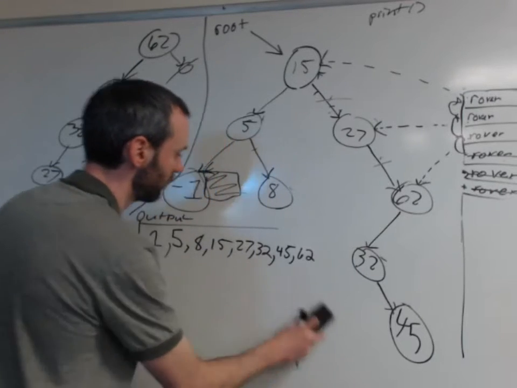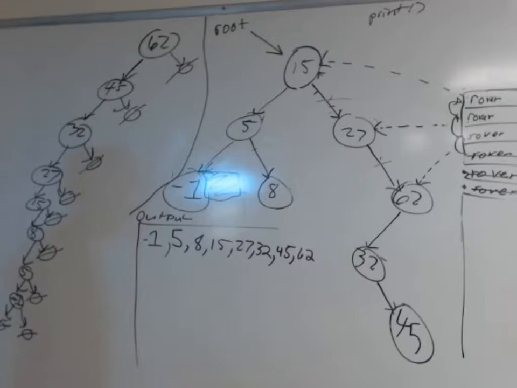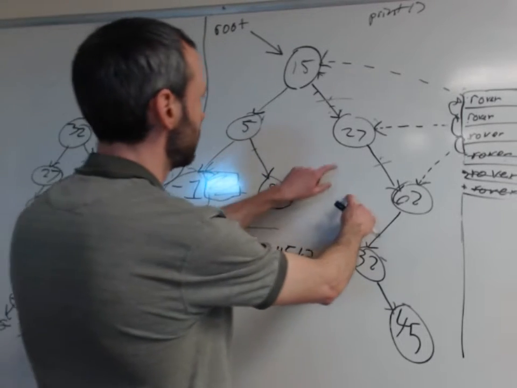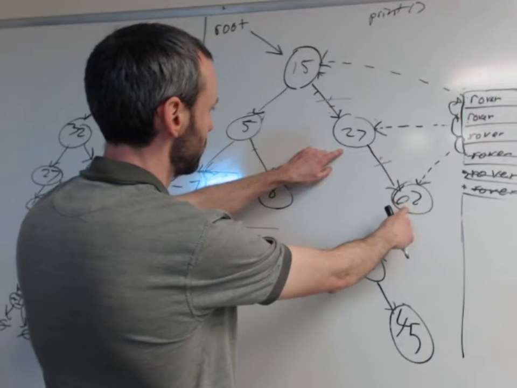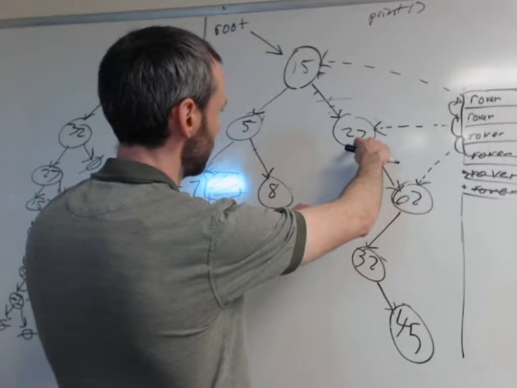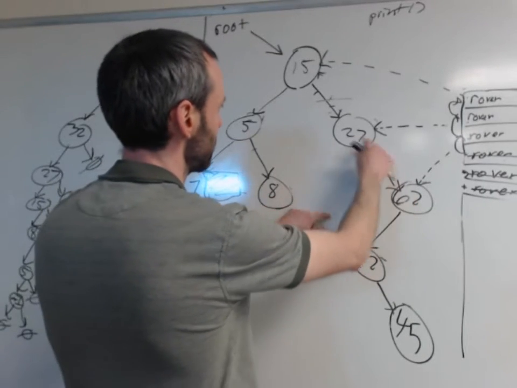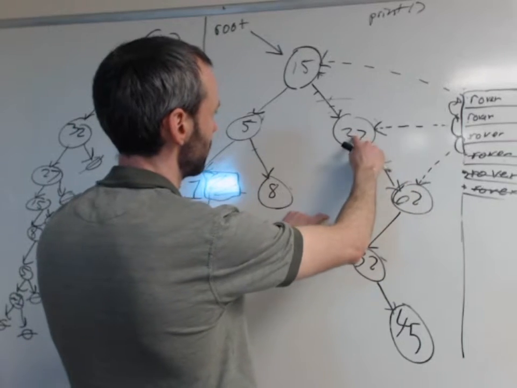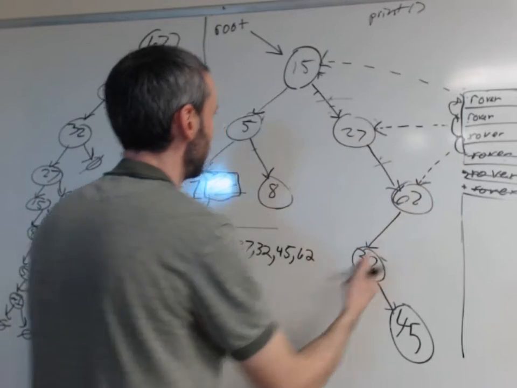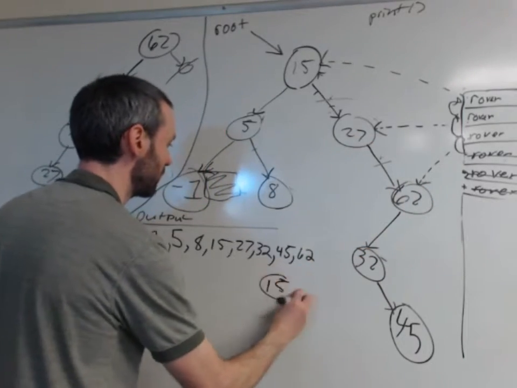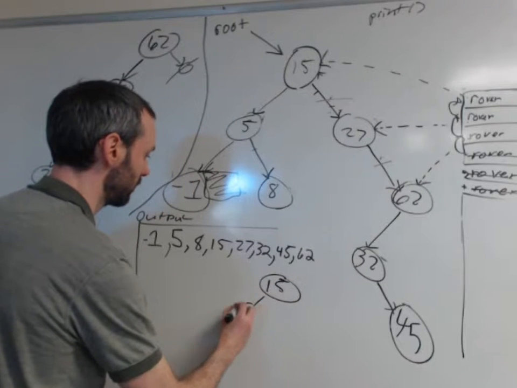Here, hold on. I'll convert this to a balanced one for you real quick. Let's see, what do we got? We've got a 30, we've got a 27, so we really need to shift this way first. We need to first rotate the 62 and the 27, so 27 goes down here, 62 up here, 32 up here. That's all you have to do. And it's balanced. Is that not sorted? It's still sorted.